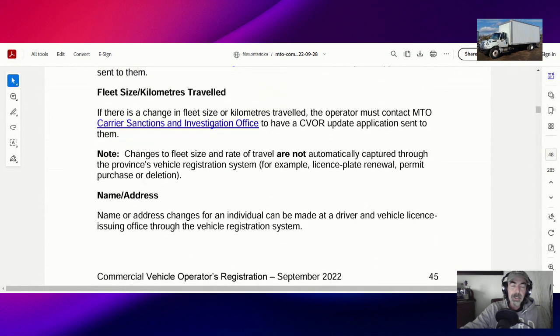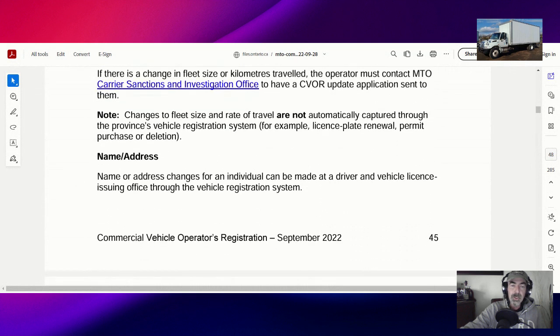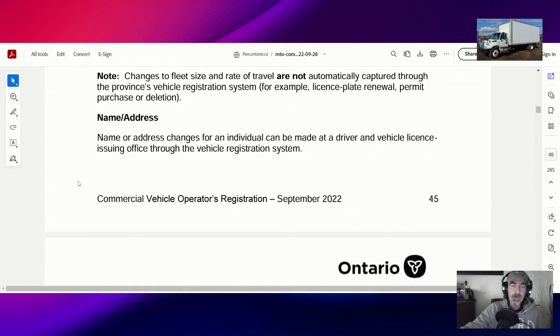Fleet size/kilometers traveled. If there is a change in fleet size or kilometers traveled, the operator must contact MTO Carrier Sanctions and Investigation Office to have a CVOR update application sent to them. Note, changes to fleet size and rate of travel are not automatically captured through the province's vehicle registration system. For example, license plate renewal, permit purchase, or deletion.